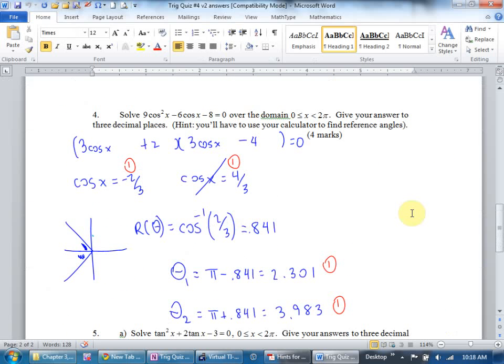I guess one mark for the negative 2/3, one mark for crossing out the negative 4/3, and then one mark for the 2.301, and one mark for the 3.983.